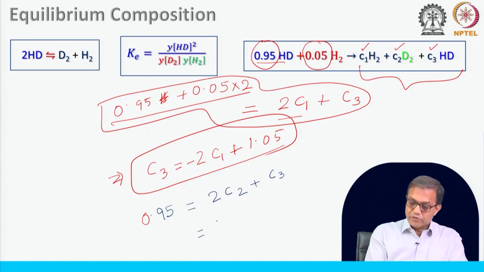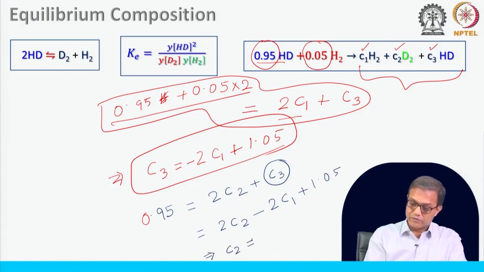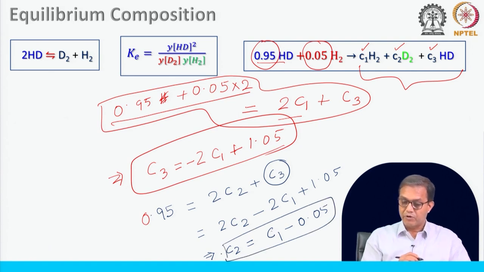Now, if I try to replace it and put everything in terms of C1, what it would give is C3 equals to minus 2 C1 plus 1.05. So, this can be written as C2 equals to C1 minus 0.05. So, this is another equation we have obtained.